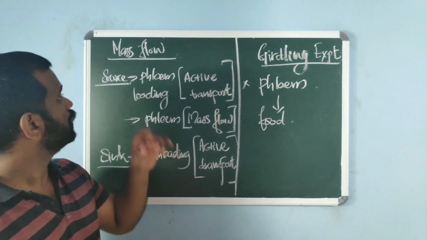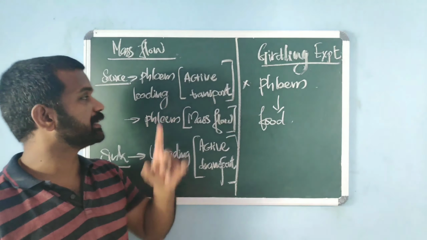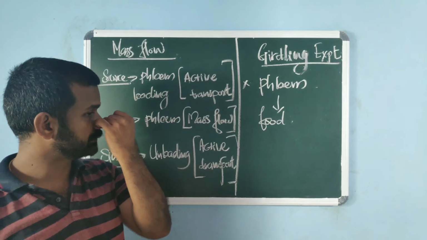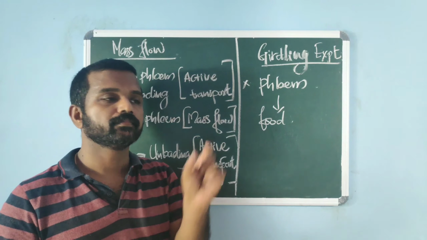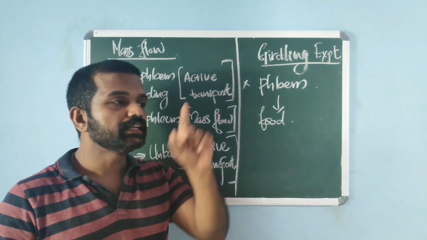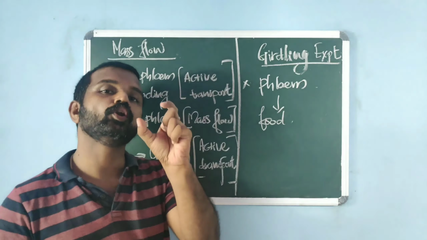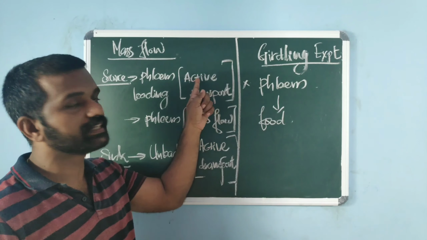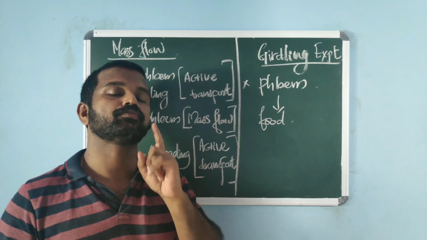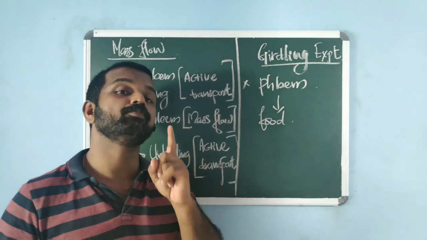Here first, phloem loading takes place at the source, that is at the mesophyll. At mesophyll, the immediate product of photosynthesis is glucose, which will be transported in the form of sucrose. So from mesophyll, at the source, sucrose enters into companion cell, then into sieve tube. So mesophyll, companion cell, sieve tube. This is known as phloem loading, and this process requires energy, that is active transport. So phloem loading is by active transport.